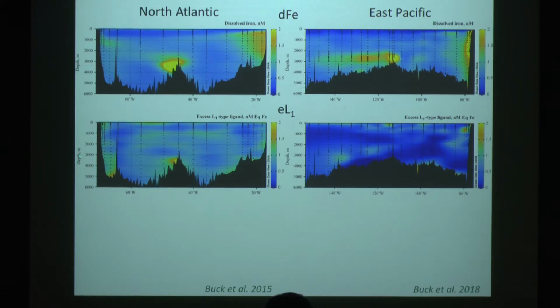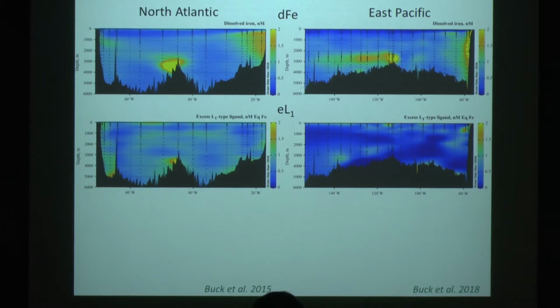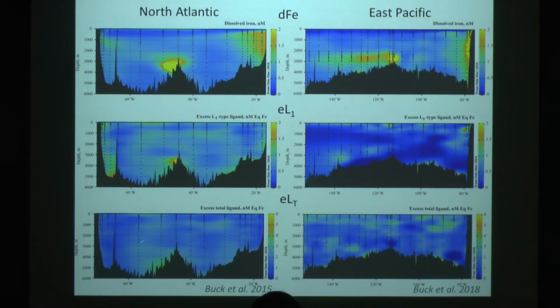What we see is that excess L1 type ligands are relatively uniform through the water column in the North Atlantic and present. What we see in the Pacific is that there are essentially no excess L1 type ligands in the subsurface Pacific, with the exception of around the hydrothermal vent system and perhaps some benthic boundary layer systems here. This difference is driving a lot of research in my lab right now. And so when I highlight some of the process work we're doing, this is where a lot of that is originating from.